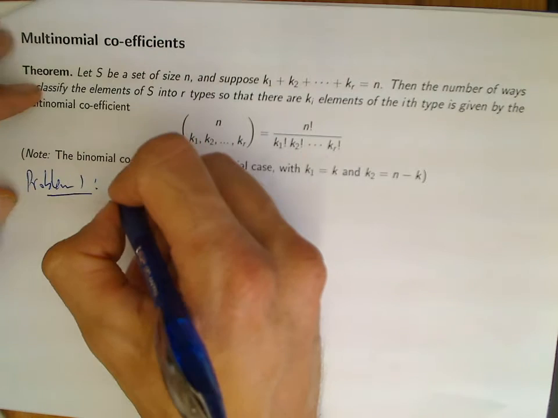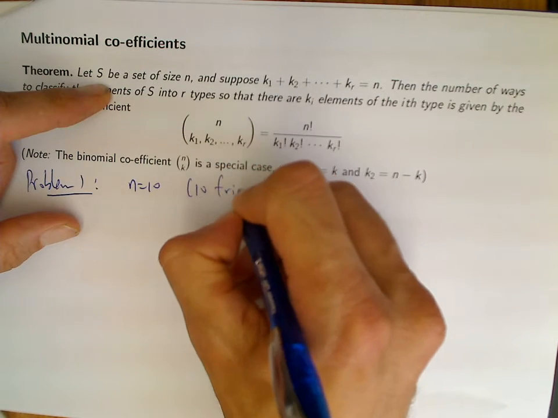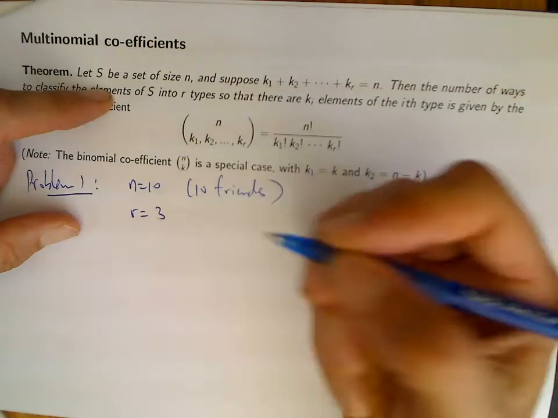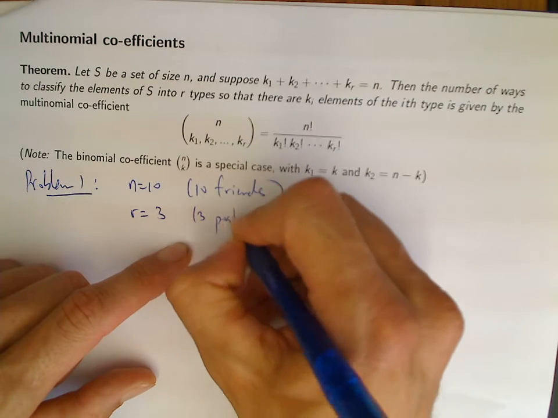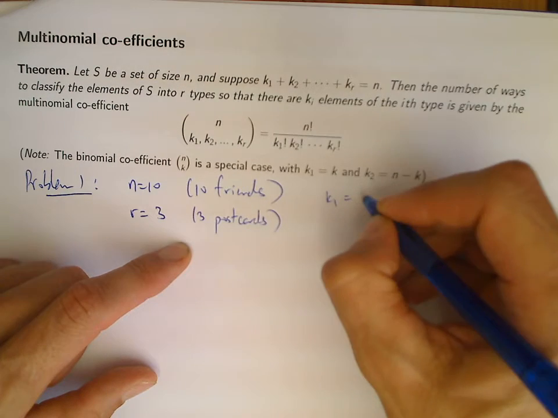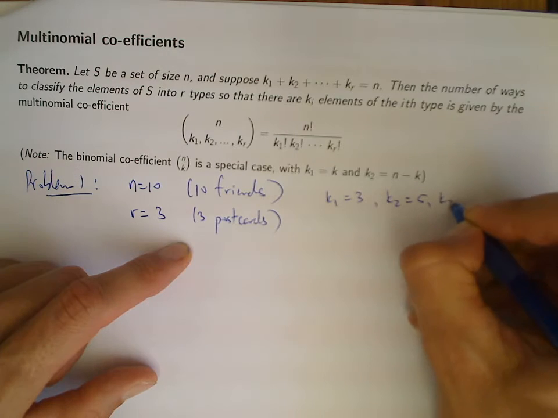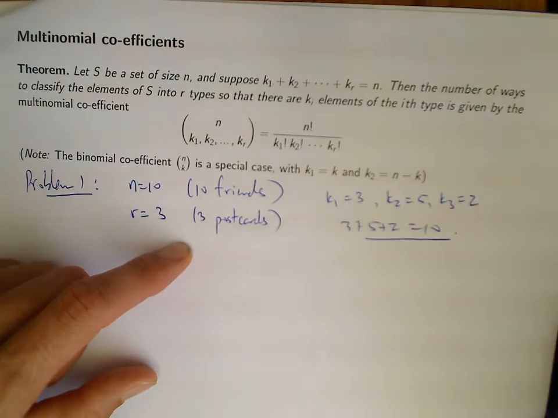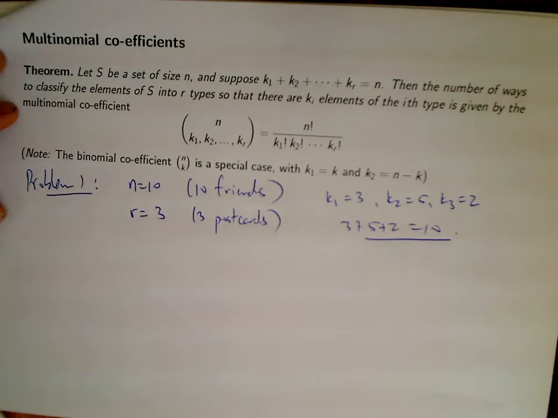Okay, so in problem 1, we've got n is equal to 10, right? So that's our 10 friends. They're the things that we want to classify. r is equal to 3. That's the number of different types, and that's the 3 postcards. And so k1 was 3, k2 was 5, and k3 was 2, and 3 plus 5 plus 2 is equal to 10. Okay, so that's how our first problem fits into this theorem.